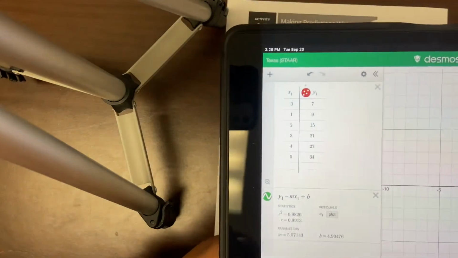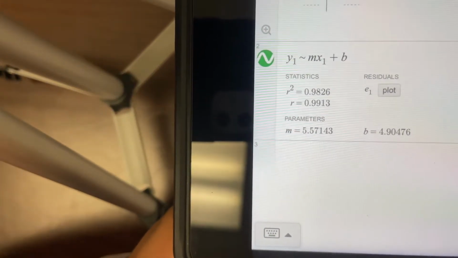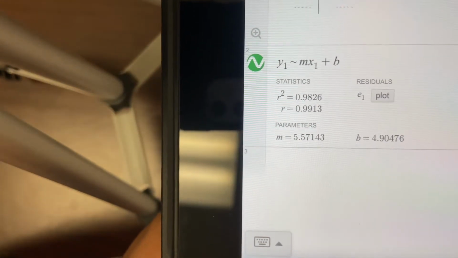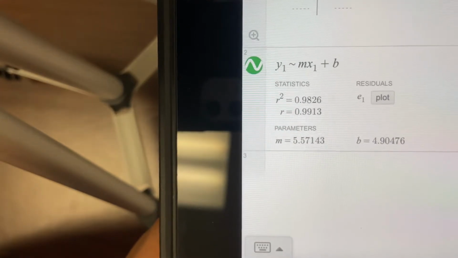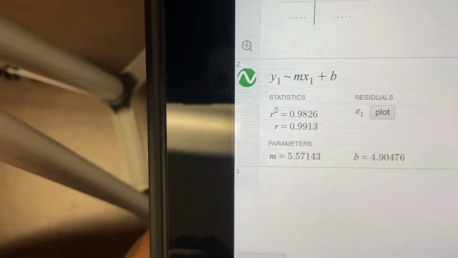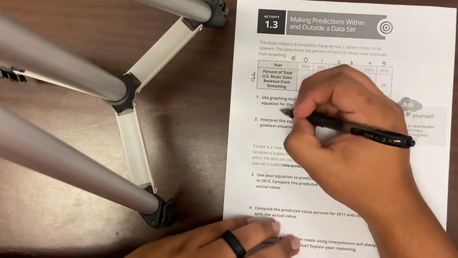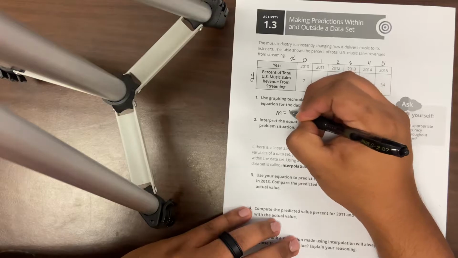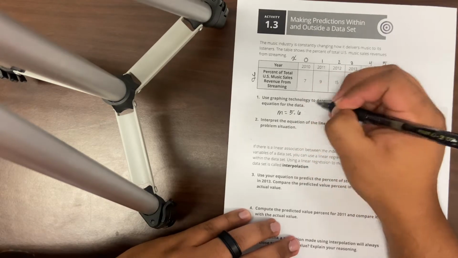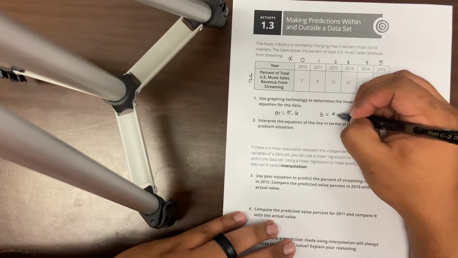Here we go. So I input that table. Like I said, I started with 0. And from this part, we can see that our slope is 5.57 and 4.90. Now, I don't like that 0, so I'm going to leave it as 4.9, but I'm going to round my slope to 5.6. Okay? So I'm going to label my slope as 5.6. This is to the 10th place. And my y-intercept is 4.9.